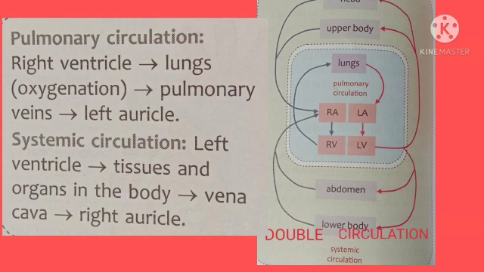Systemic circulation is blood circulation between the heart and other body organs, from the left ventricle to the body parts through the aorta. Both these circulations take place in rhythmic manner, constituting a cardiac cycle.